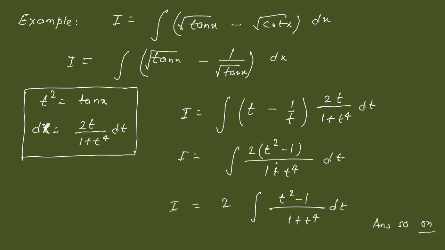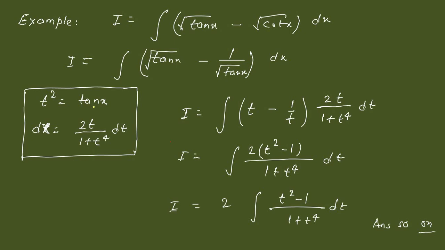Let us apply the same thing in this particular question, and this is a very popular one. You can also find this question in some books. So this is the integration of root tan x minus root cot x. So of course this root cot x can be written as 1 over root tan x.